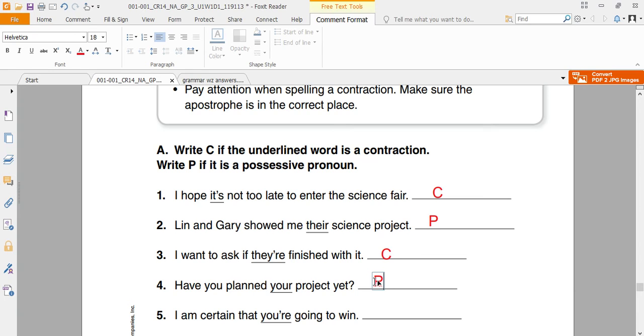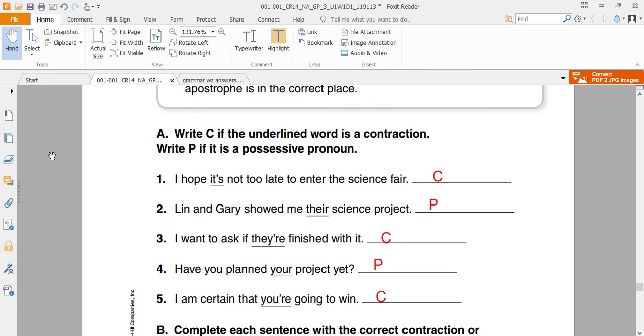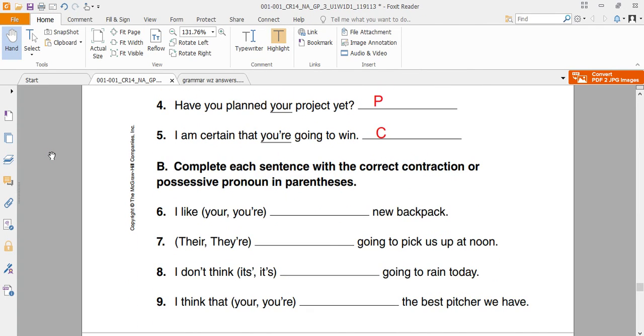Number 5, I am certain that you're going to win. "You're" means you are. Good, it's a contraction. Question B, or part B. Complete each sentence with the correct contraction or possessive pronoun in parentheses.